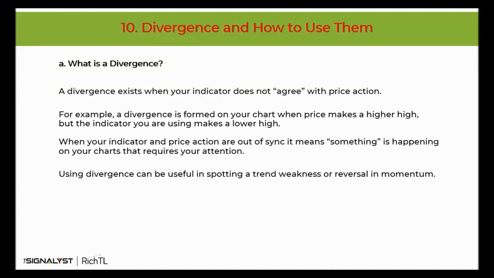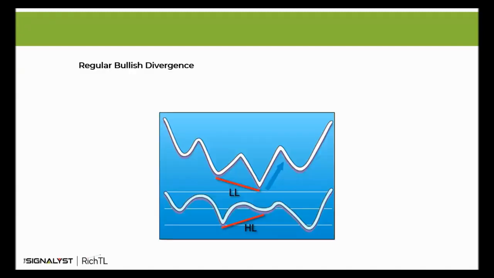The indicators used to spot divergence are MACD, RSI, stochastic, and CCI. There are two types of divergence, regular and hidden. However, we'll focus on the regular divergence for now and go over the hidden divergence in the next module. A regular divergence is used as a possible sign for a trend reversal. There are two types of regular divergences, bullish and bearish.